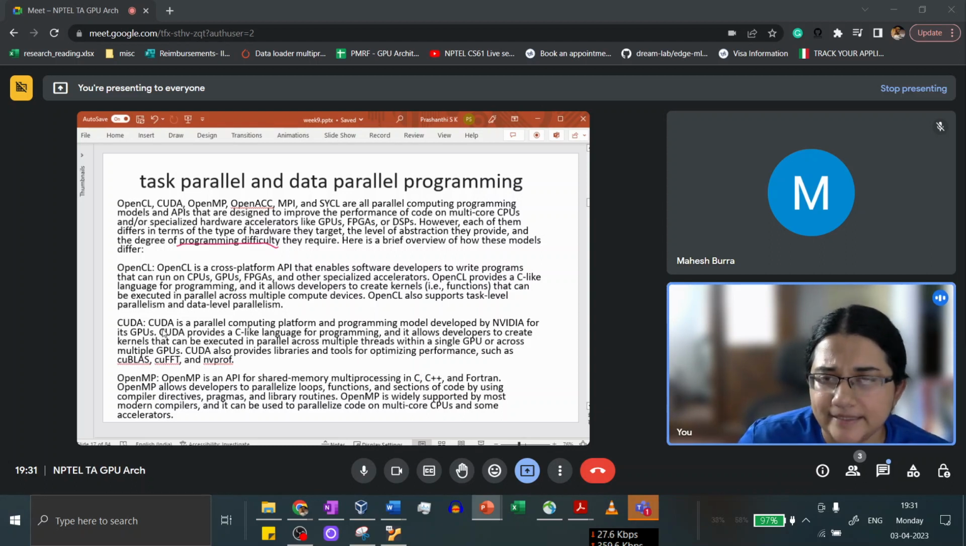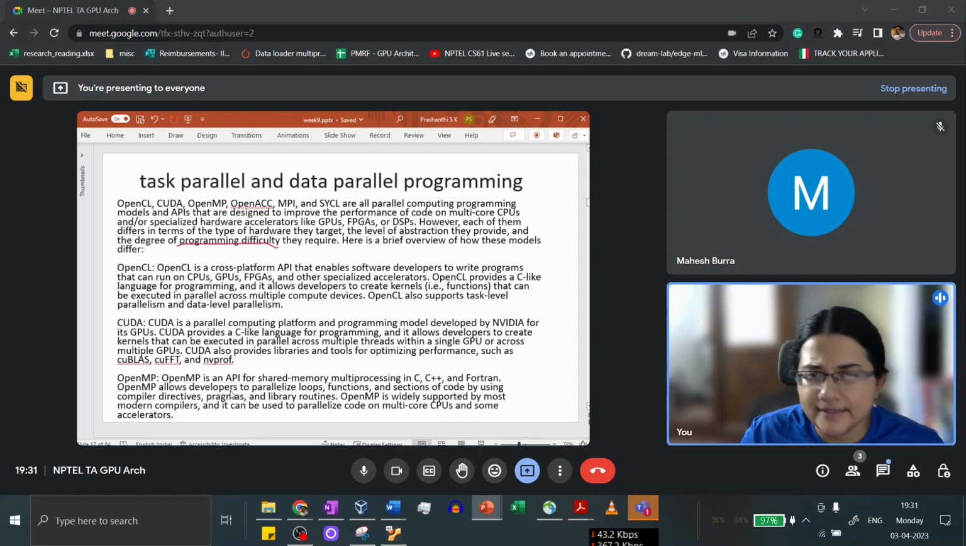Similarly, CUDA should be straightforward. It's a parallel computing platform and programming model developed by NVIDIA for its GPUs. CUDA provides a C-like language for programming, allows developers to create kernels that can be executed in parallel across multiple threads within a single GPU or across multiple GPUs. It also provides libraries and tools for optimizing performance such as cuBLAS, cuFFT and NVProf.